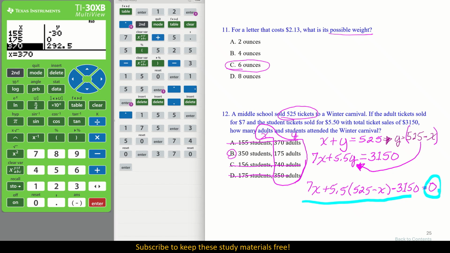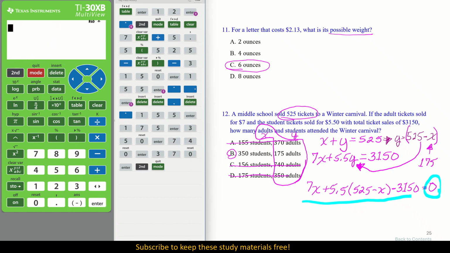We take our 175 and put that in for this x. So we go second mode and just back out. And this is where we say 525 minus 175. Cross your fingers, we should get 350. Push enter, and we do. Verified, it is option B.